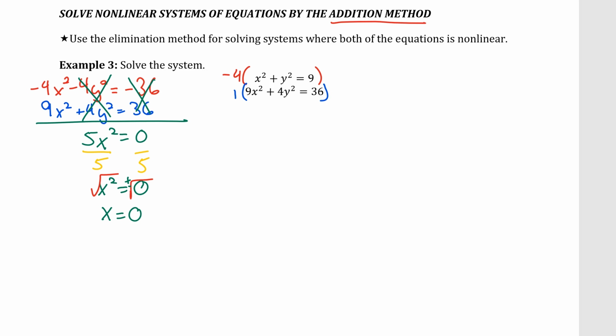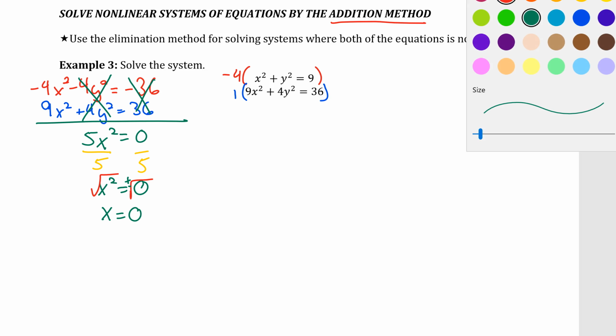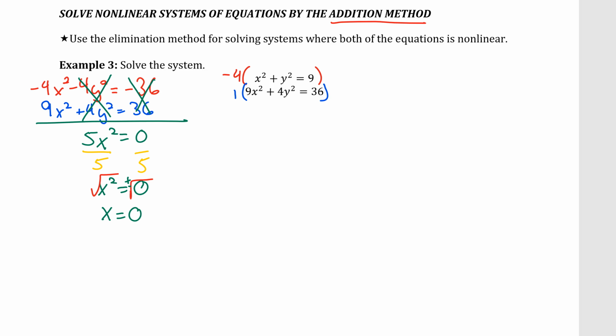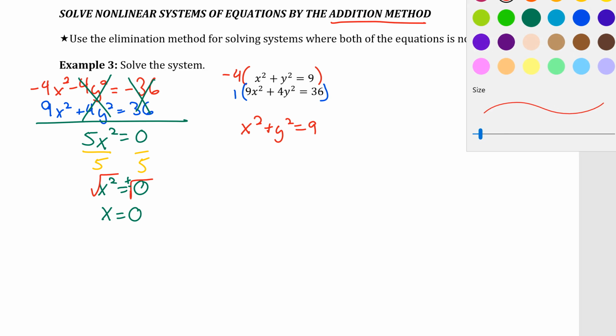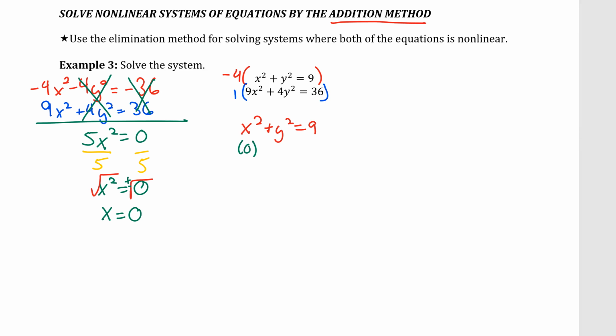So I'm going to take this x equals 0 and plug it into either one of these equations. Doesn't matter which original equation I plug it into. I'll be honest, I'm going to go with the one with the smaller numbers. I'm going to do x squared plus y squared equals 9. And in place of that x, I'm going to put a 0. So I get 0 squared plus y squared equals 9. 0 squared is 0, plus y squared is 9. So I just get y squared is equal to a positive 9.